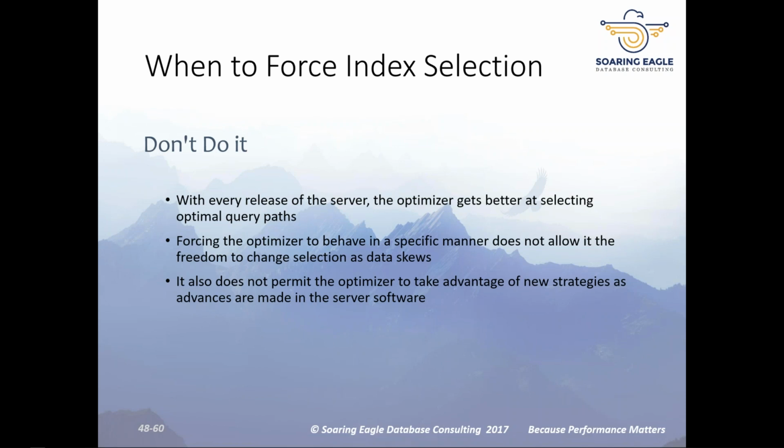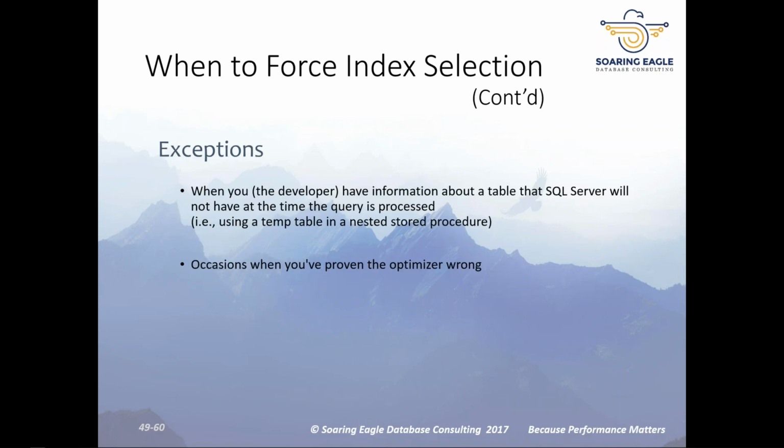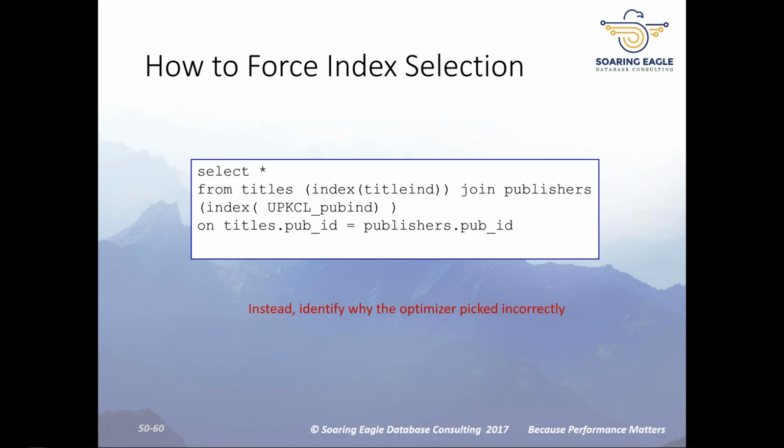If the query looks good and the statistics are up to date, go ahead and try forcing it. It's very unusual to identify situations where you've proven the optimizer wrong. Do make sure that you document this. If you want to force the index selection, the way you do it is in the select list, in the from clause, after the table: open paren, keyword INDEX, open paren, name of the index, close paren, close paren.